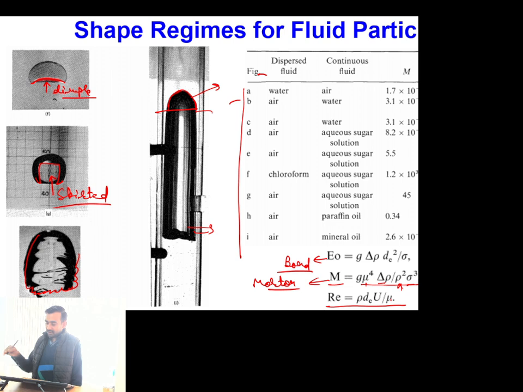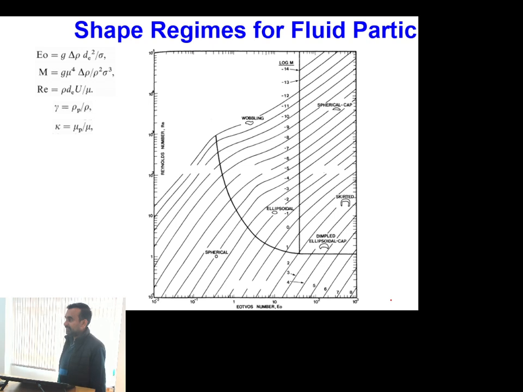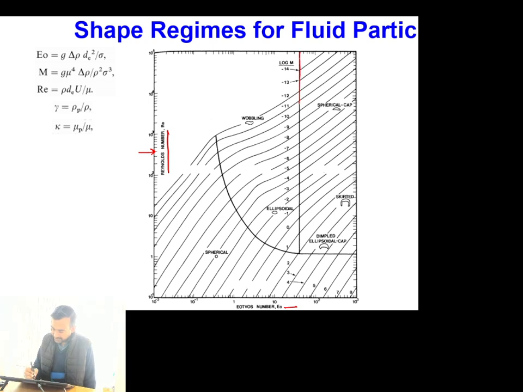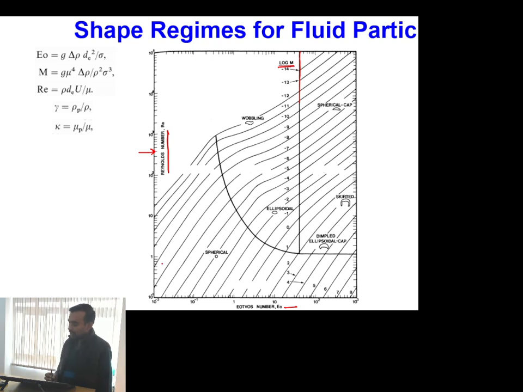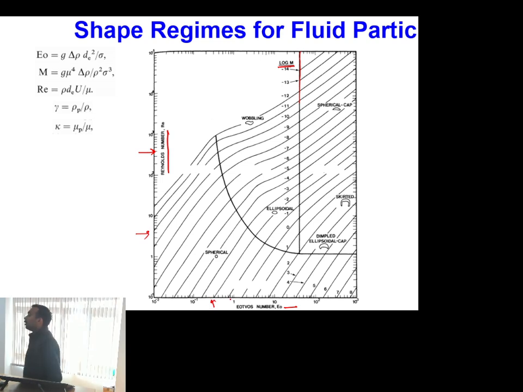In the presence of these, we can have different shapes, and this is a standard flow regime map which can give the shape of different fluid particles when they are present in fluid mediums. Here you can see on the ordinate we have Reynolds number, along the abscissa we have Eötvös number, and in between there is a line for Morton number. All these plots are on logarithmic axes, so these are log plots in order to account for the variation of a large number of properties.